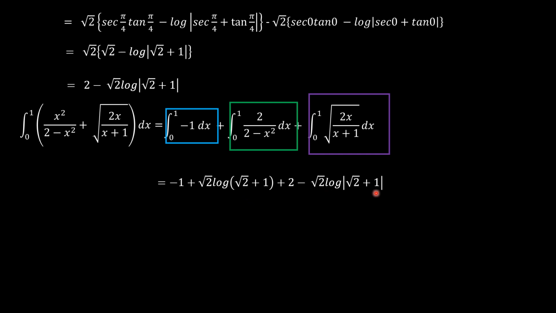So depending on how you look at this, root 2 is a positive value, so it's the same as this. So these logs cancel out, and then this becomes 2 minus 1. So the final answer is 1.